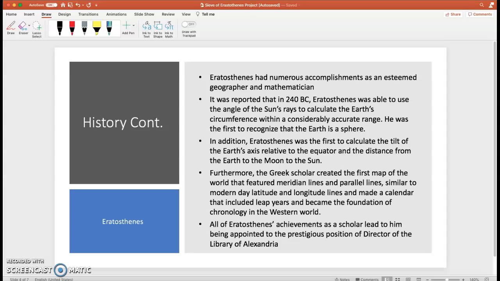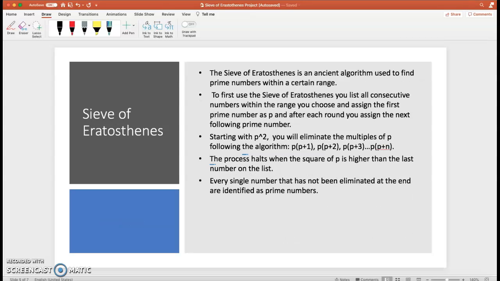Furthermore, the Greek scholar created the first map of the world that featured meridian lines and parallel lines, similar to modern-day latitude and longitude lines, as well as making a calendar that included leap years and became the foundation of chronology in the Western world. As you can see, Eratosthenes had many accomplishments that were extremely impactful upon the world. All of Eratosthenes' achievements as a scholar led him to being appointed to the prestigious position of director of the Library of Alexandria. Now let's actually talk about the Sieve of Eratosthenes.